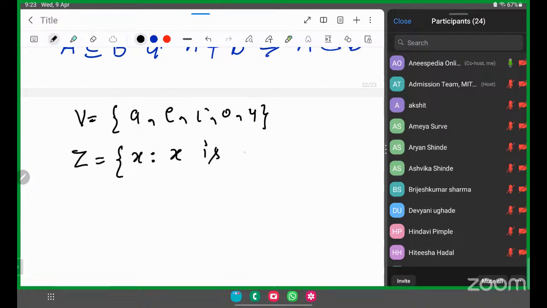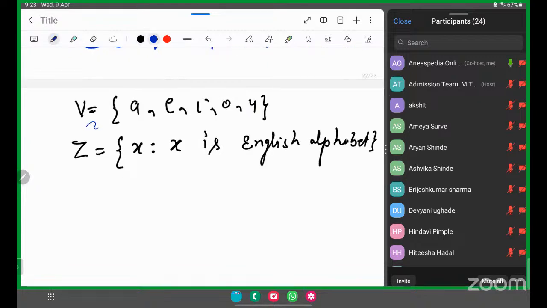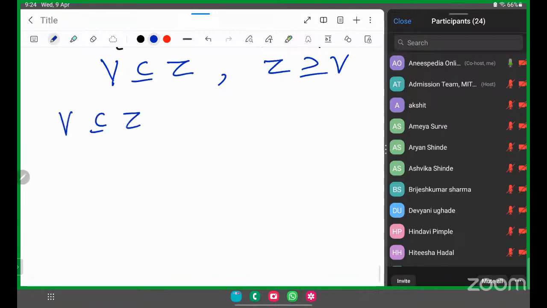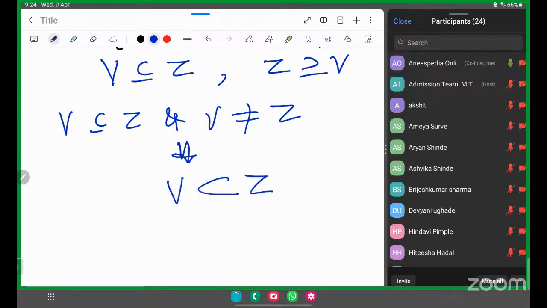English alphabet. So in set Z, we present in set Z, which means V is a subset of Z, and Z is a superset of V. Again, we can also state that V is a subset of Z and V is not equal to Z, which implies that V is a proper subset of Z. So this is the condition of set, subset, proper subset, and superset.